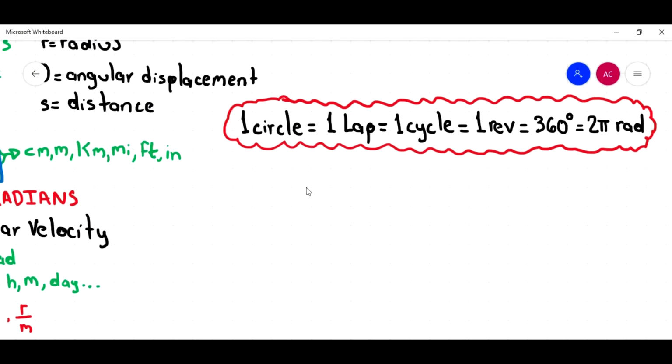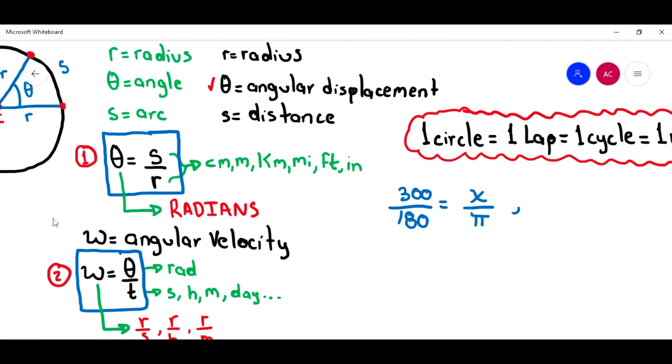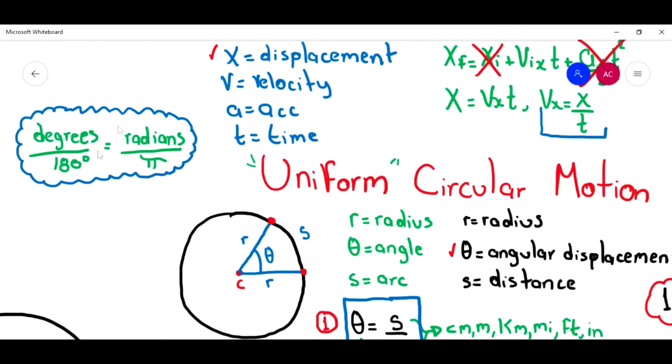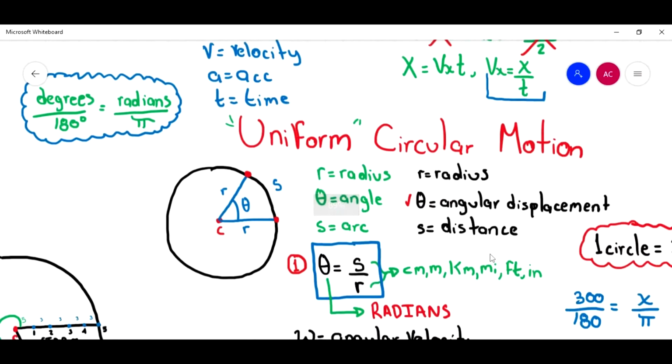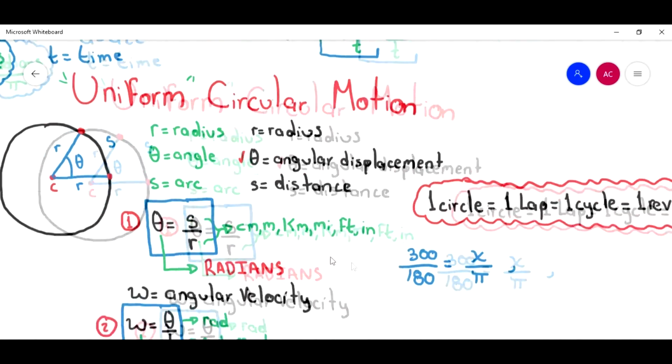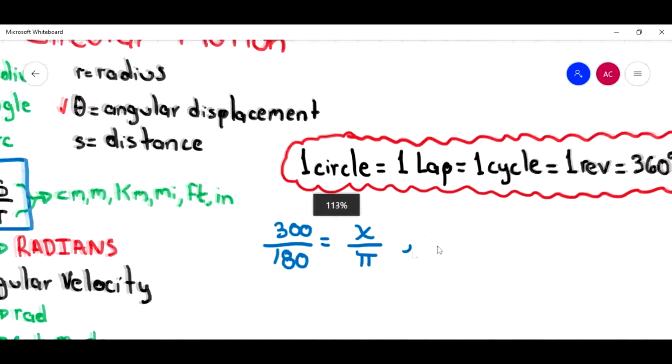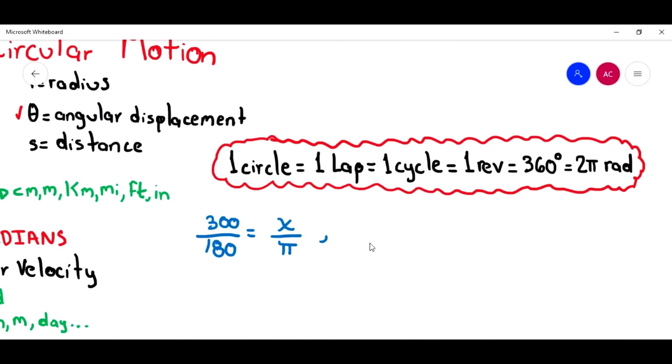So I'm going to have this formula: 300 degrees over 180 degrees equals x over pi. I'm using the formula that I just wrote to you, this one over here. I have degrees, so I write degrees. And x, well, I don't have radians, but I need to find them. That's why I use x. So let's find how many radians. So x equals 300 pi over 180.